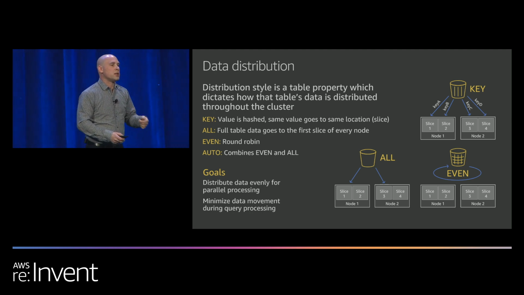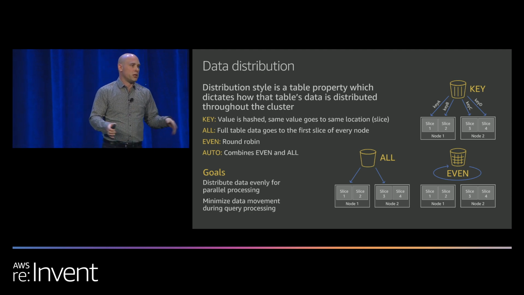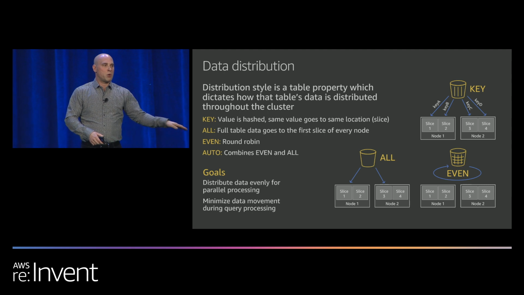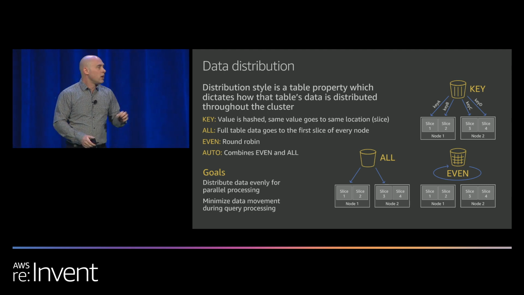The next one is dist style even. And what even is, it's kind of like saying, Redshift, I'm not really sure what to do, just round robin or just spread the data evenly across the cluster for me. And that's exactly what it does.